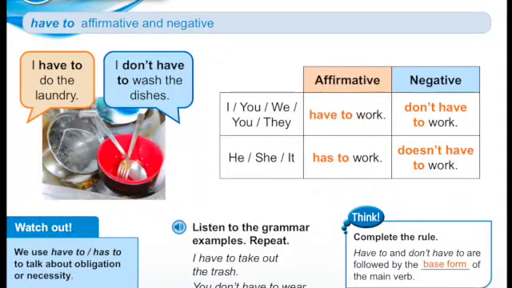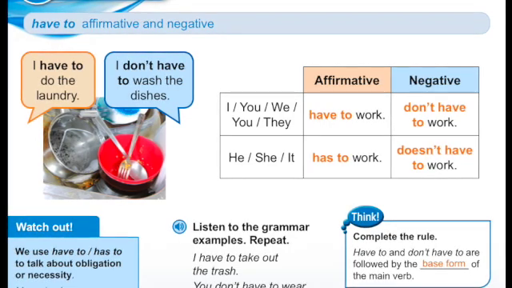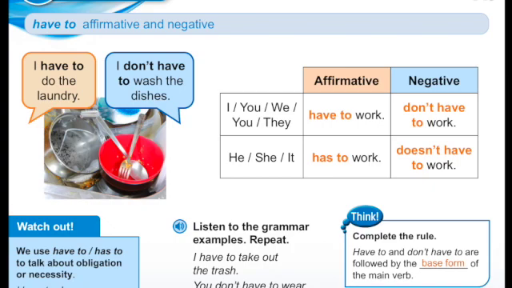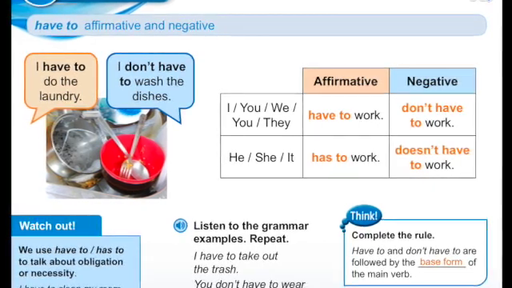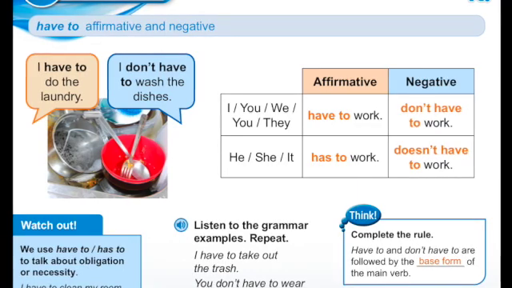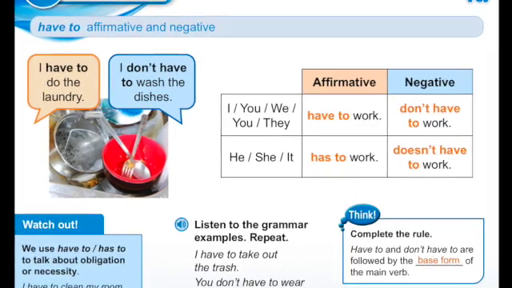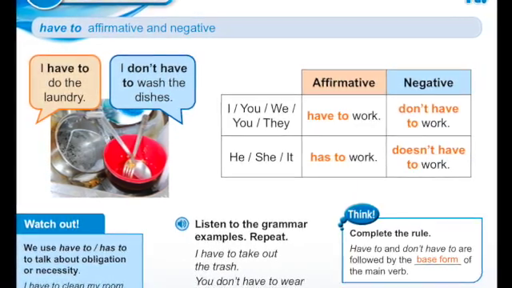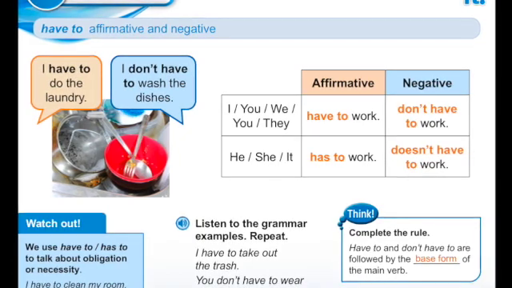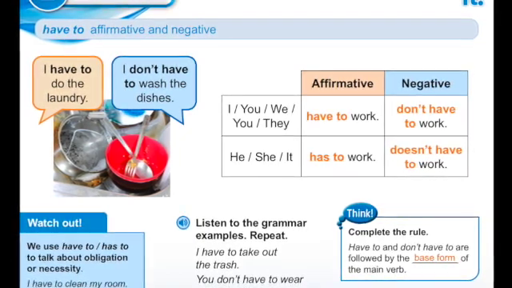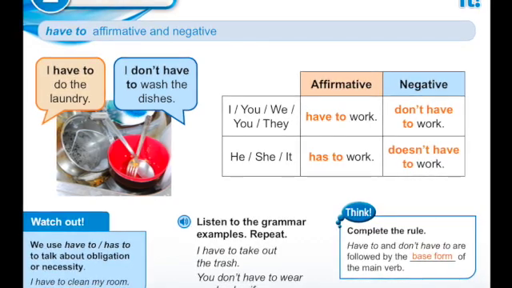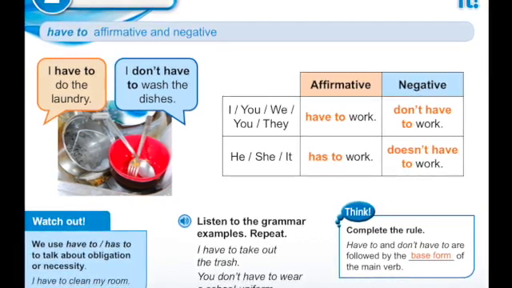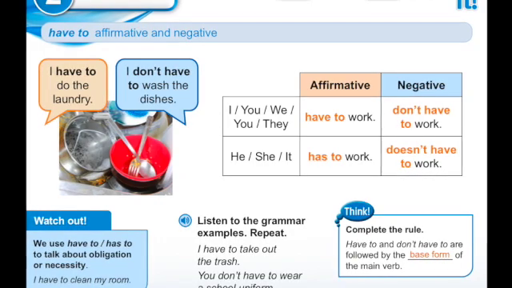Ahora vamos a trabajar el have to de forma afirmativa y negativa. Sabemos que para la forma afirmativa tenemos el have to que trabaja con los subject pronouns I, you, they, we. Y para las terceras personas es el has to. Para la forma negativa recurre a dos auxiliares. El primero es el don't have to. El segundo es el doesn't have to. El segundo corresponde a las terceras personas.